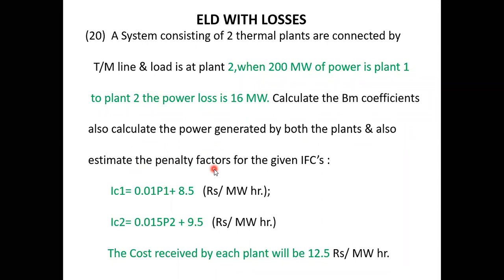In this problem, which is nothing but a complete package for this unit, we need to find the loss coefficients. Similarly, we need to find P1 and P2, and the penalty factors, meaning L1 and L2 also. So this problem is a mixing of your previous problems. One more given data is IC1 and IC2, and the lambda value, which is equal to 12.5 rupees per megawatt hour. So let's try to solve this problem.